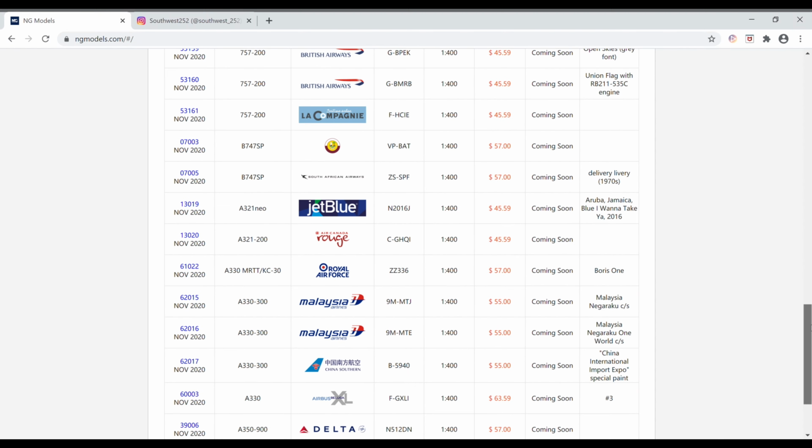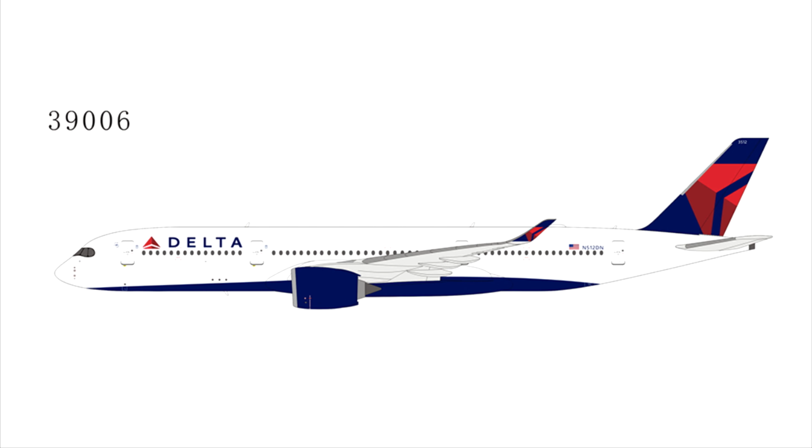Next up, we have the Delta Airbus A350-900. The registration is November 512, Delta November. It is $57, and the item number is 39006.